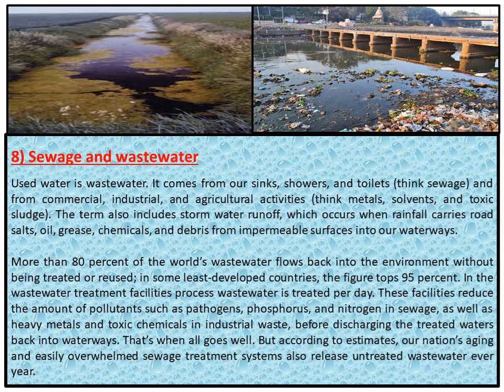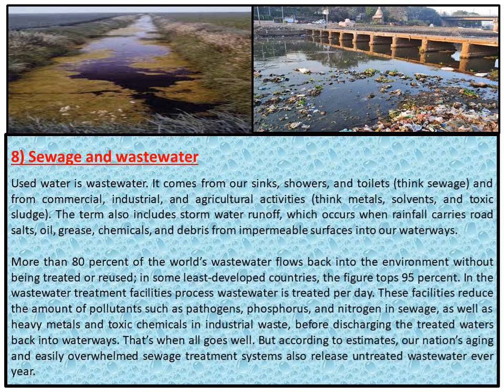These two pictures are related to sewage or wastewater pollution. Sewage. Used water is wastewater. It comes from our sinks, showers, and toilets. Think sewage. And from commercial, industrial, and agricultural activities. Think metals, solvents, and toxic sludges. The term also includes storm water runoff, which occurs when rainfall carries road salts, oil, grease, chemicals, and debris from impermeable surfaces into our waterways.